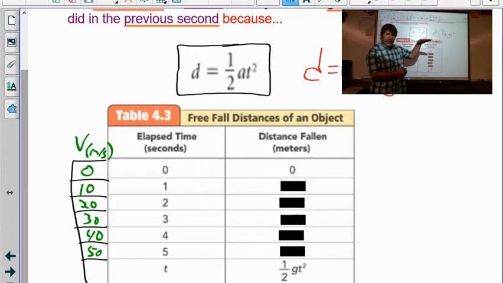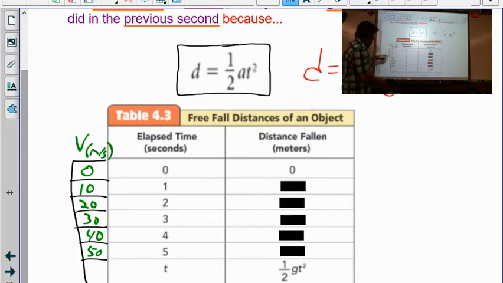It wasn't moving at all. And it didn't instantly go from 0 to 10. It accelerated along the way. And at the end of that 1 second, it was traveling 10 meters per second. Okay? So we have to look at its starting point, how fast it was going here and how fast it was going here, and then average that out.